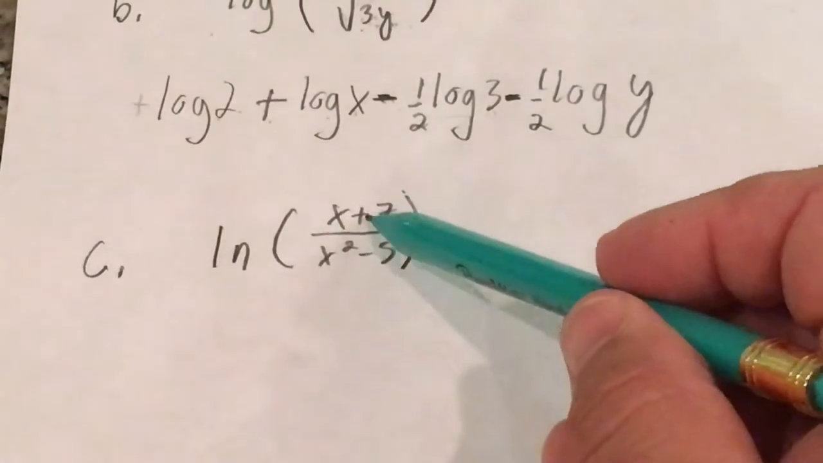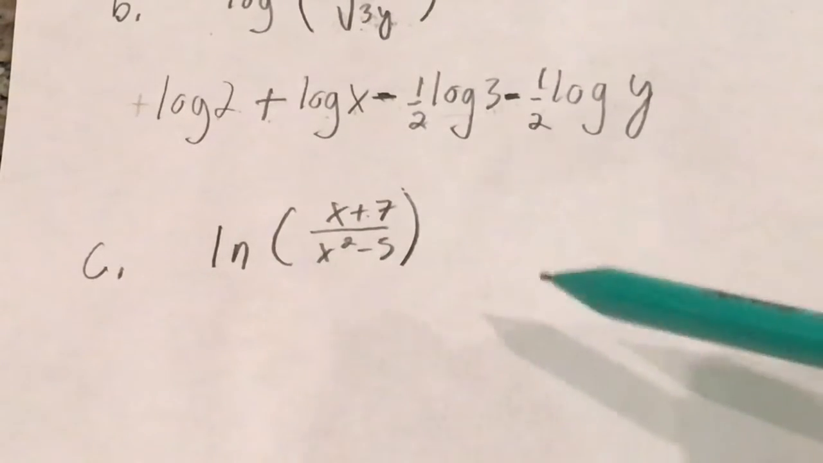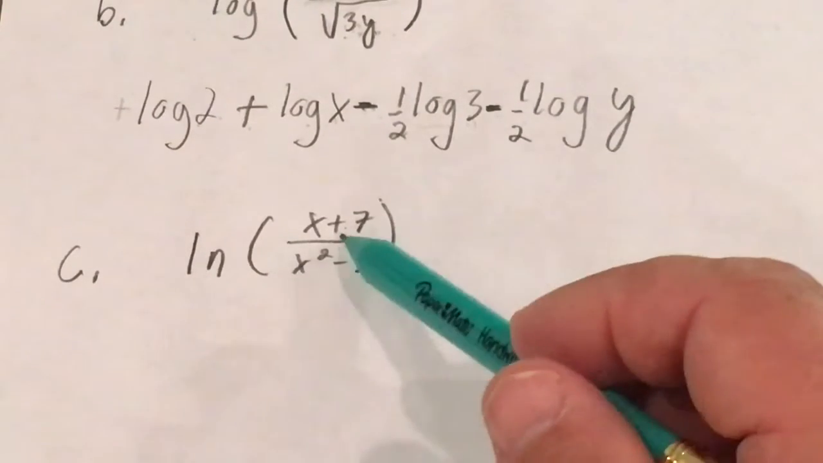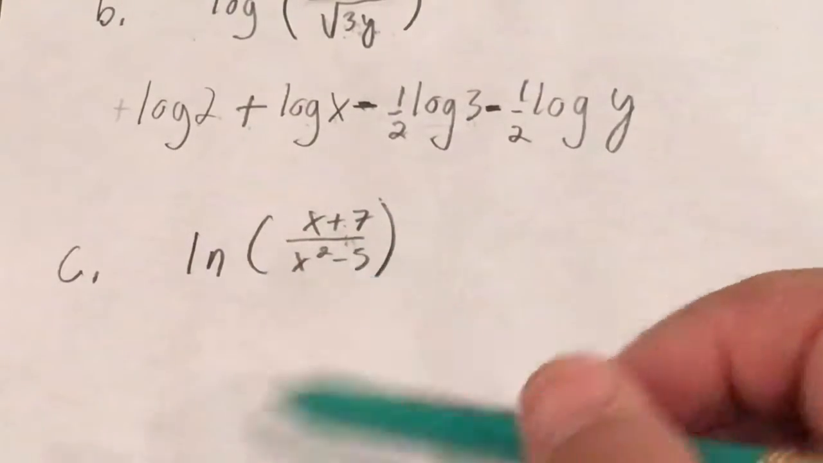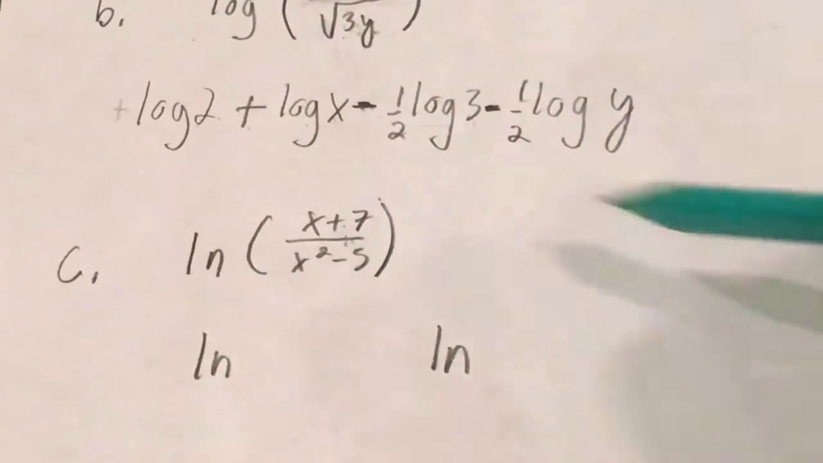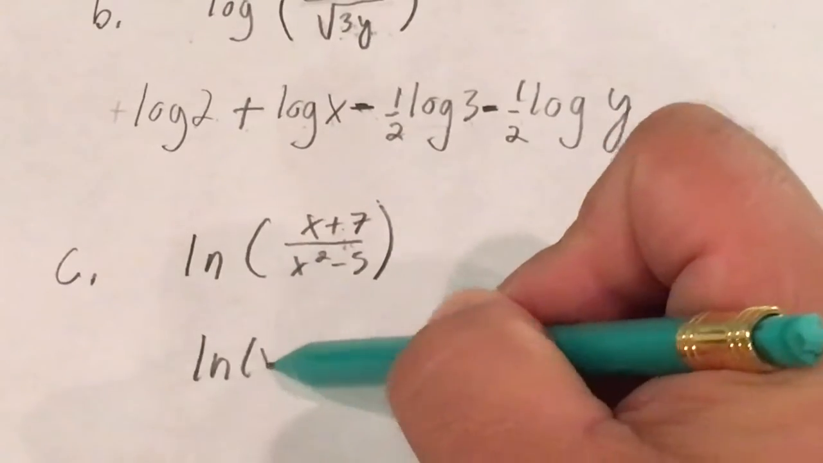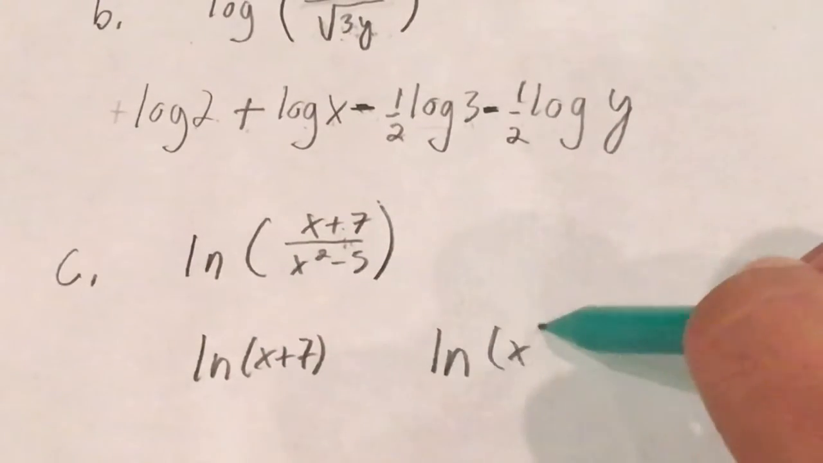ln. Now, if it's separated by a plus sign, you can't do anything. What logarithms and ln do is break it down by one symbol, and it will break down the division to minus, but it can't break plus down. So I'm going to expand it. There's only 2 items. ln, my top item is x plus 7. My bottom item is x squared minus 5.